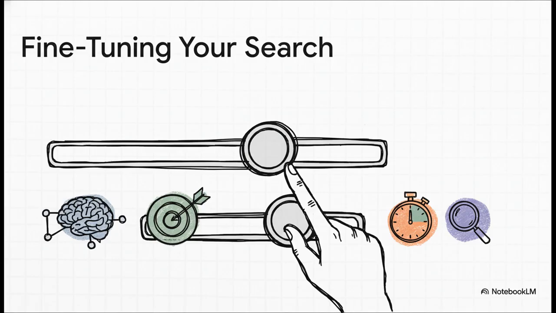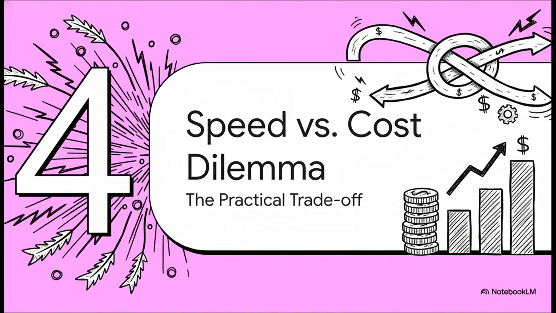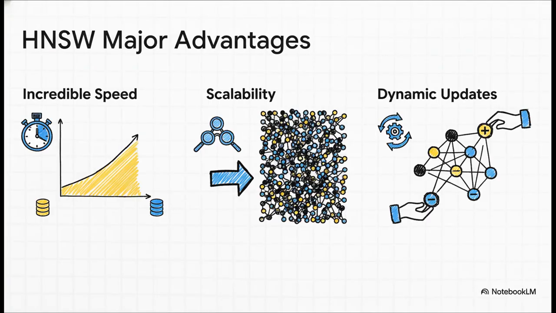It's this constant dance between performance, accuracy, and how much memory you're using. And that trade-off brings us right to the practical dilemma every single engineer faces when they use HNSW. This constant battle between its incredible, blazing speed and its very real cost. I mean, the advantages are huge.